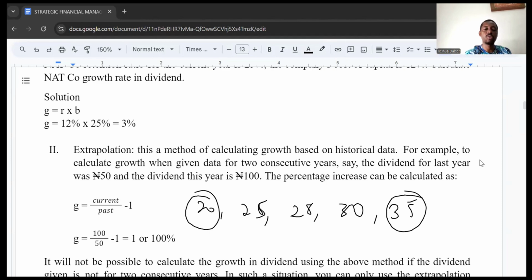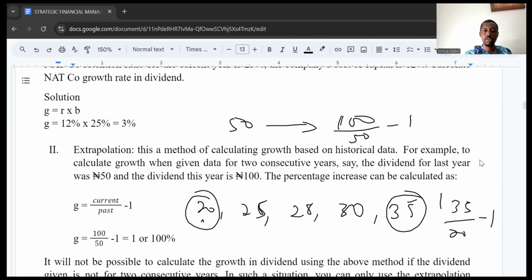In this question, we just have only 2 years, which is last year, 50, and this year, 100. So it will be 100 over 50 minus 1. In the case of the longer series, using the extrapolation formula, it will be 35, the most recent, all over the base year, 20, minus 1. But let's look at the formula.